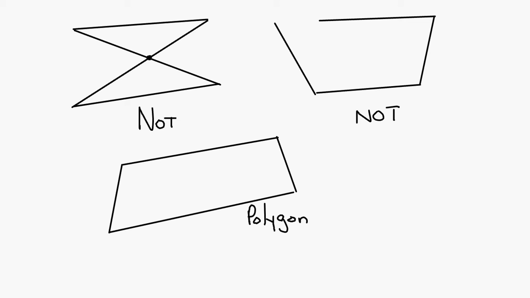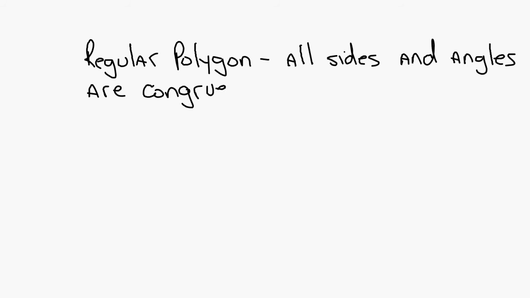Now you can have an irregular polygon, which is a polygon where all the sides aren't the same, or you can have a regular polygon. In a regular polygon, all sides and angles are congruent. All the sides are congruent to each other, and all the interior angles are congruent to each other.